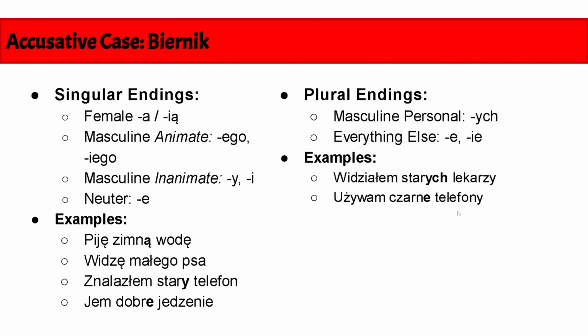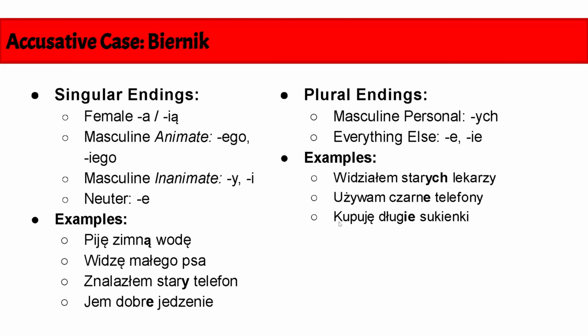Używam czarne telefony. I'm using black phones. Telefony. The masculine impersonal, right? Because a phone is not a living thing. So we have telefon, telefony, which is the plural. So again, we apply that plural biernik ending of a masculine impersonal, which would be czarne, because we're adding that e. Używam czarne telefony.